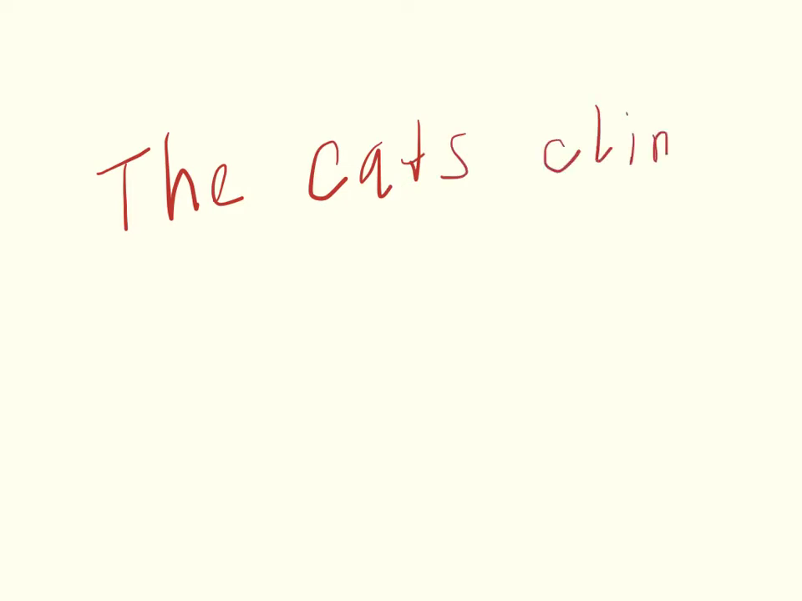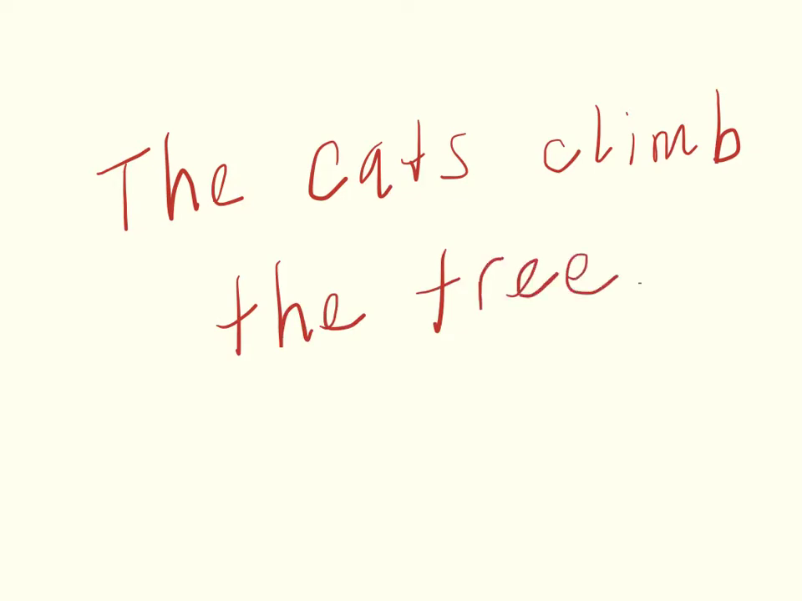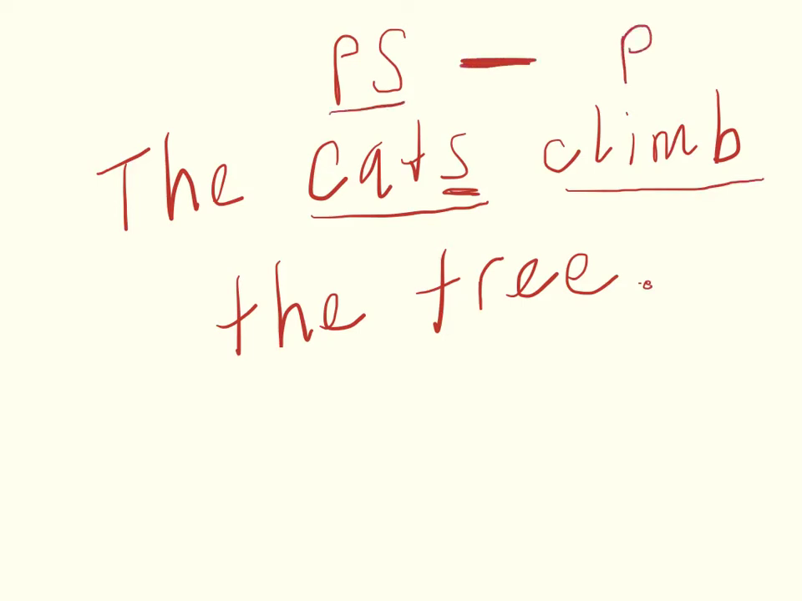All right, let's try a sentence with cat. The cats climb the tree. All right, what's the subject in this sentence? Correct, cats. And notice that that subject is a plural subject, ends in S. We have more than one cat. What do the cats do? They climb. Again, for our subject-verb agreement, if the subject is plural, then the verb must also be plural. And again, notice how this plural verb does not end in S.